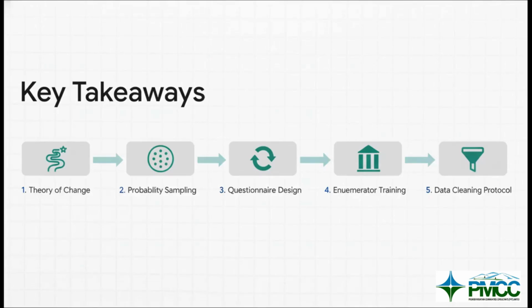Okay, let's bring it all home. Let's do a quick recap of the 5 pillars of high-quality survey design we talked about. 1. Start with your theory of change. 2. Use probability sampling to get a truly representative sample. 3. Treat questionnaire design as that iterative loop of testing and revising. 4. Invest heavily in standardized enumerator training. And 5. Follow a strict, replicable data cleaning protocol. Get these 5 things right, and I promise you'll have credible data you can actually trust.